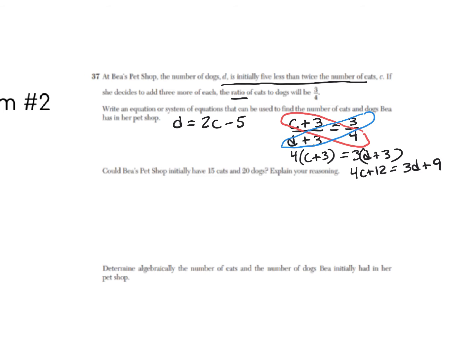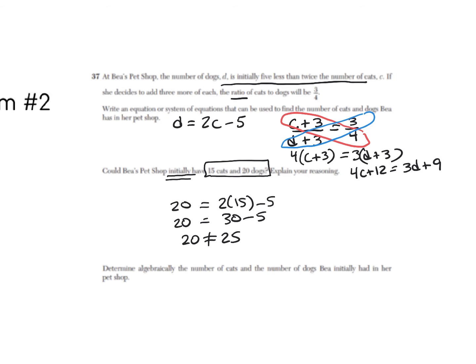Could B's pet shop initially have 15 cats and 20 dogs? That word initially means at the starting point. Explain your reasoning. So it says at B's pet shop, she had initially 5 less than twice the number of cats. So initially, I'm just going to plug into this equation. So dogs are 20, cats are 15. So 20 equals 30 minus 5. 20 does not equal 25, so no.